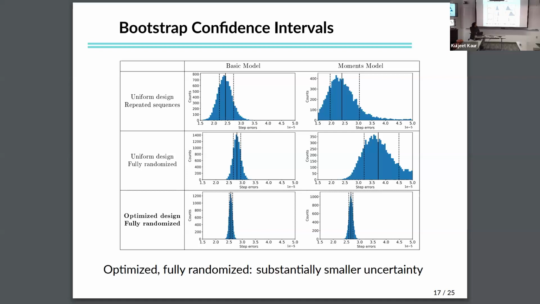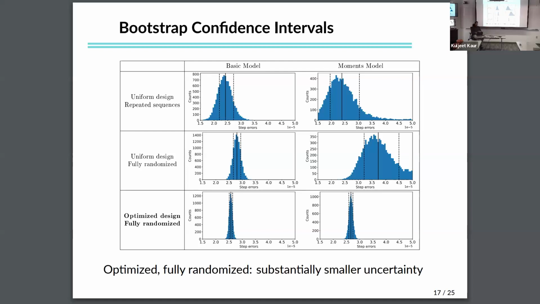So what's important here is that looking at just the basic model for a second, this is one way to see what the benefit is of fully randomizing and then of optimizing the experiment design. So we see that the confidence interval you get shrinks as you do both these things, which we think is a nice demonstration of the benefits here. So the actual improvement is that in the optimized, fully randomized case, the error bar in the experiment is 4 times smaller than the error bar you get doing it the standard way.